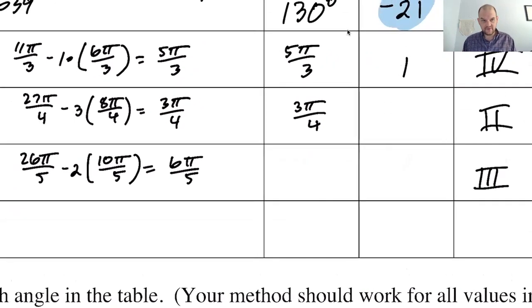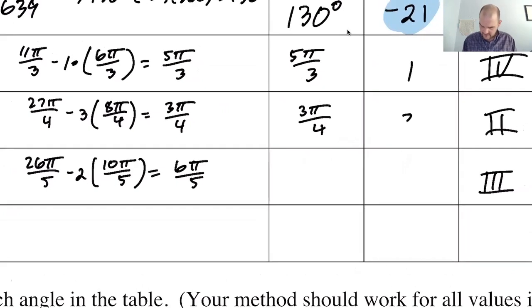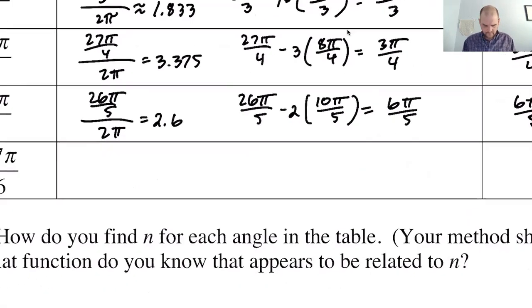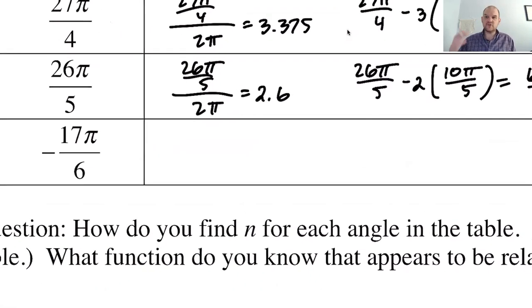Oh, look at me forgetting to fill in things. So here n is 3, here n is 2. This is 6 pi over 5. All right, and the sort of dreaded negatives, right? Because they're just not working the same way, and we want to figure out why that is, but not the time. Almost the time, though.